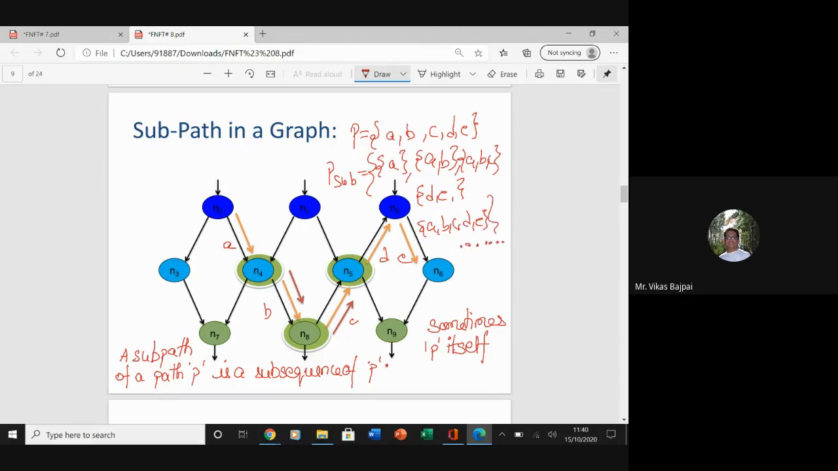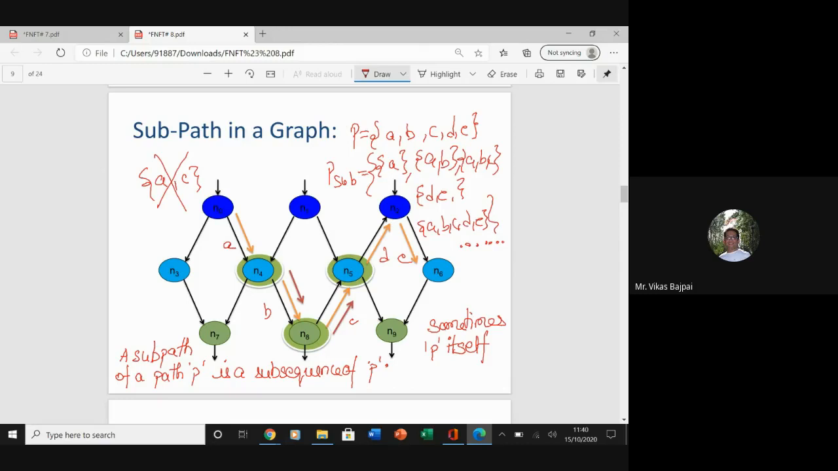Not all permutations and combinations, sorry, because I cannot have A comma C. That does not make any sense, so this is not possible. It has to be a subsequence from this particular list. It is kind of a subsequence subset. That's in the case of a subpath of a graph.